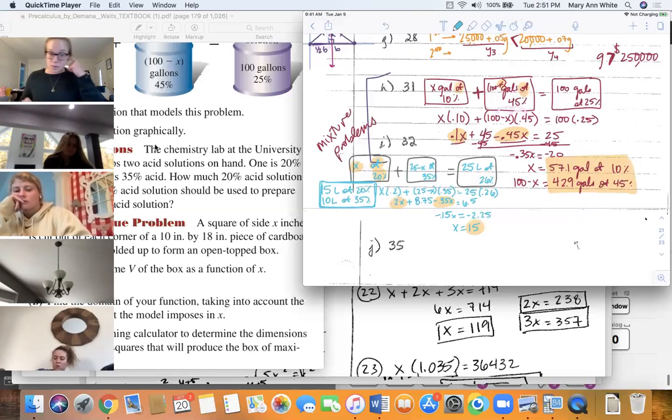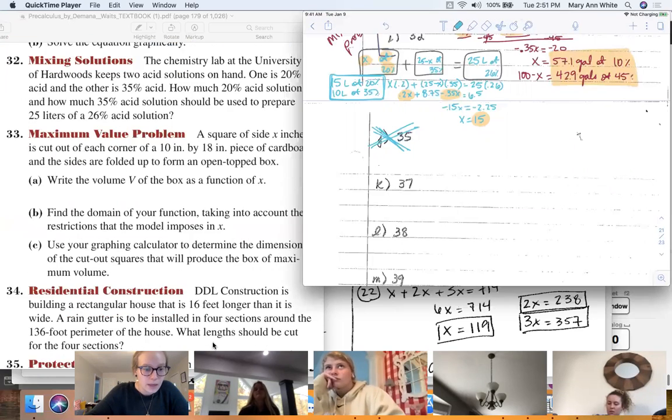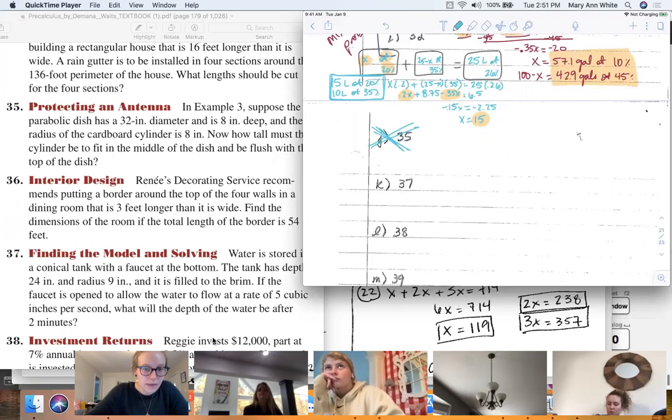Now, I think the next one we're about to do is the hardest one. I'm not asking for you to know how to do this on your own, but I'm just asking that you can follow along with me. So if you're confused, let me know. But I just want to make sure on 37, letter K, that we're just following along. You understand how I got where I got. Okay. So let me scroll down to 37.